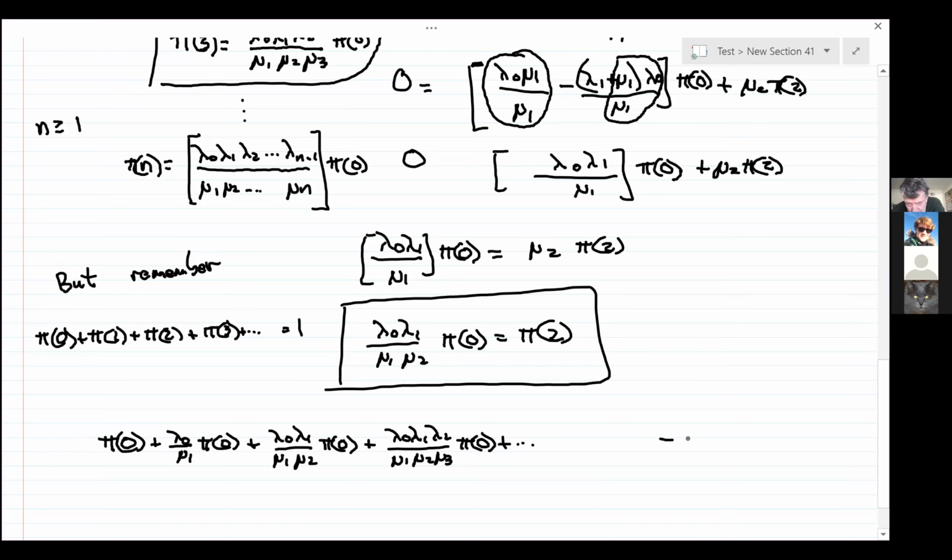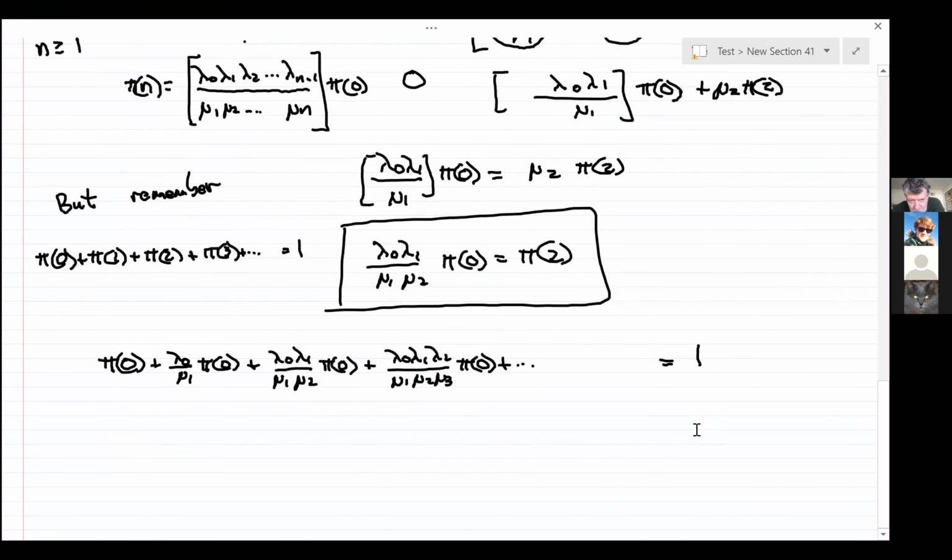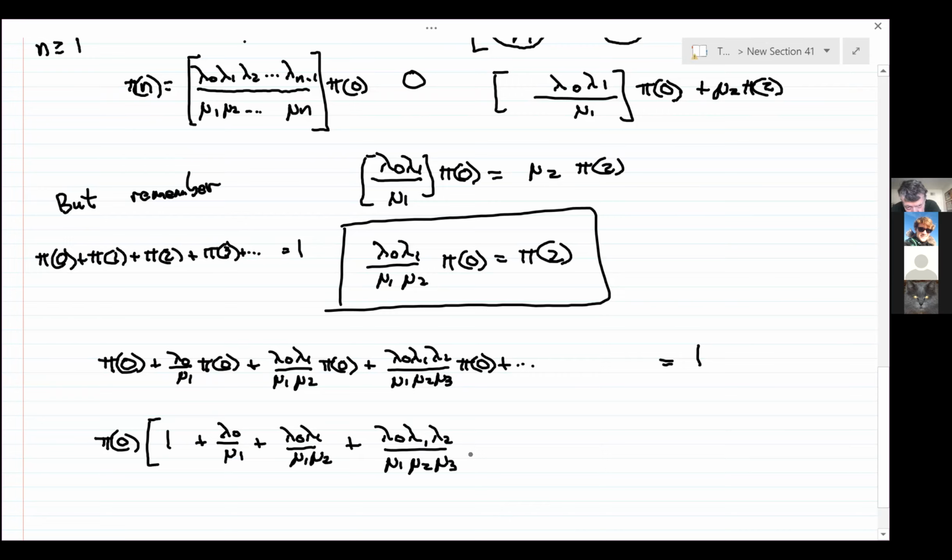And that all sums to 1. But each term in this infinite series has pi 0 as a factor. So factor out the pi 0s. So pi 0 times 1 plus lambda 0 over mu 1 plus lambda 0, lambda 1 over mu 1, mu 2 plus lambda 0, lambda 1, lambda 2 all over mu 1, mu 2, mu 3. Keep going. All of that equals 1.